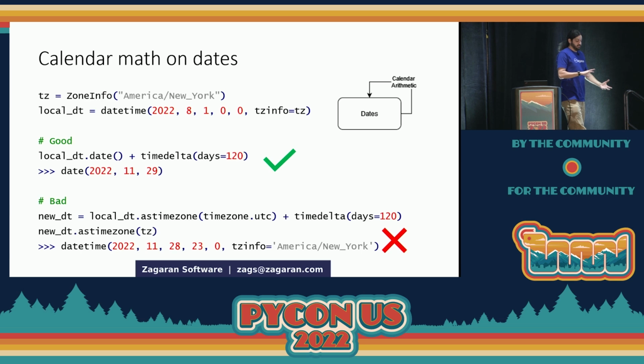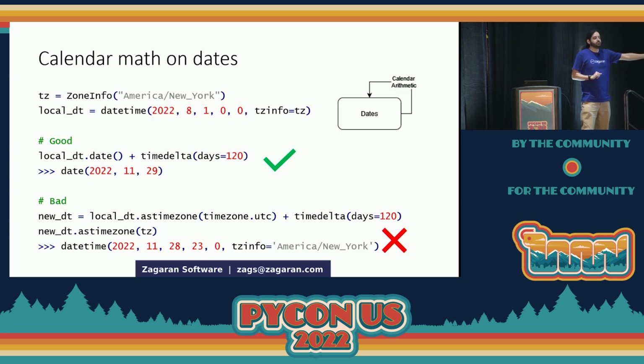Now here's the other side of it. If what you want to do is calendar math, you need to do that on dates. Let's say we've got August 1st here. If we convert in local time, pull out the date, and add 120 days, great: November 29th is, in fact, 120 days later. Take my word for it.